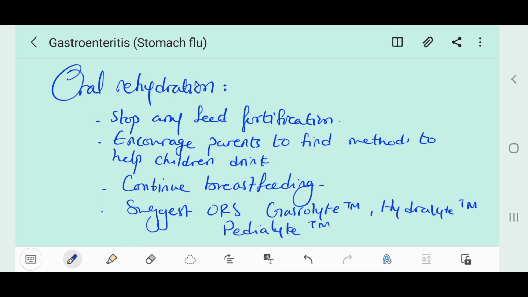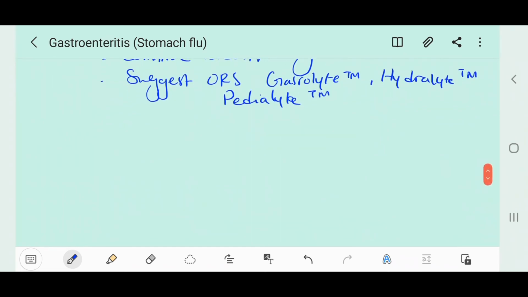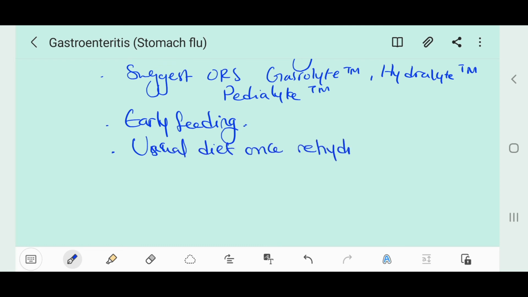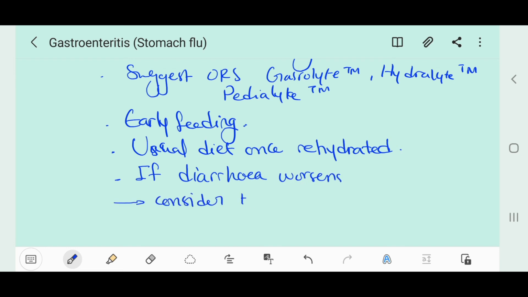Early feeding, as soon as rehydrated, decreases stool output and aids gastrointestinal tract recovery. So we should encourage early feeding, and recommend usual diet once hydrated. If diarrhea worsens in setting of formula feeding, consider the temporary 2-week use of a lactose-free formula.